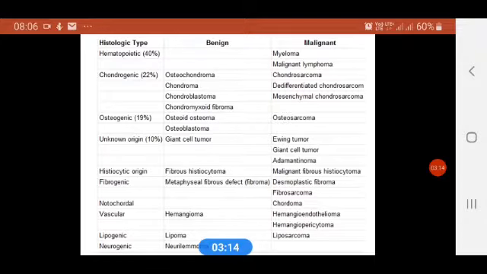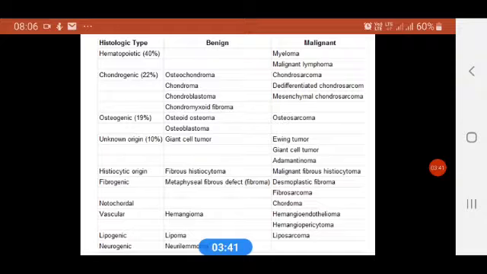Now, among all the bone tumors, the most common are those arising from hematopoietic elements. An example would be multiple myeloma. I hope by this time you know what multiple myeloma is. Multiple myeloma is a plasma cell disorder. So the most common bone tumor would be one arising from hematopoietic elements, that is multiple myeloma.